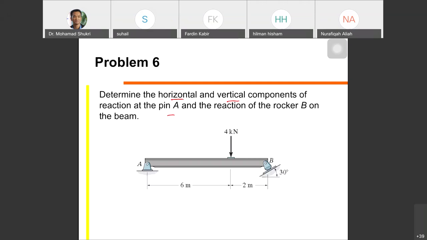So this is pin. Pin, you have two forces. You have Fx and you have Fy. For the rocker, they have only one force, which is 90 degrees to the surface. Let's say this one is FB, right? So that's it. How many unknowns do you have? You have three unknowns: Fx, Fy, and FB.